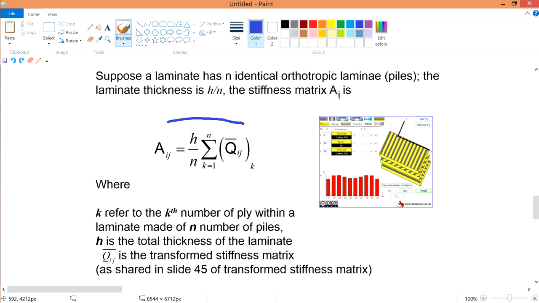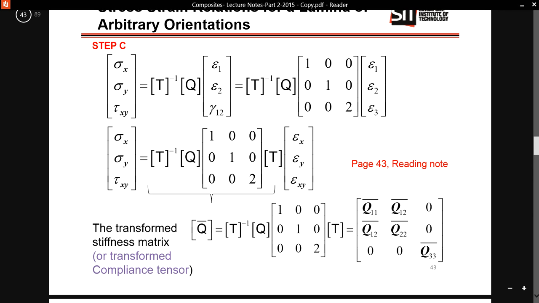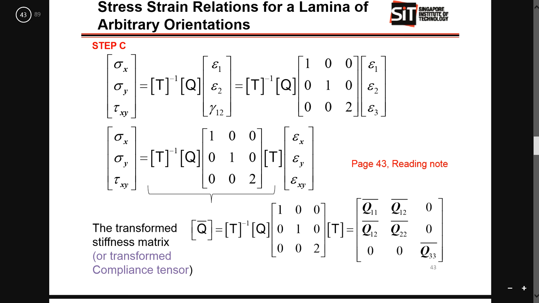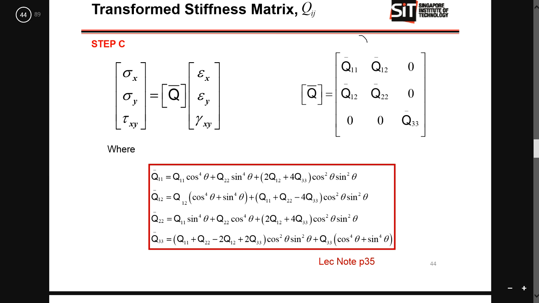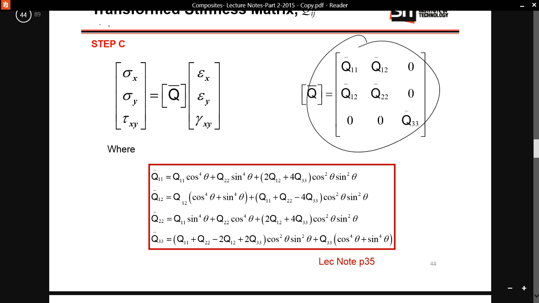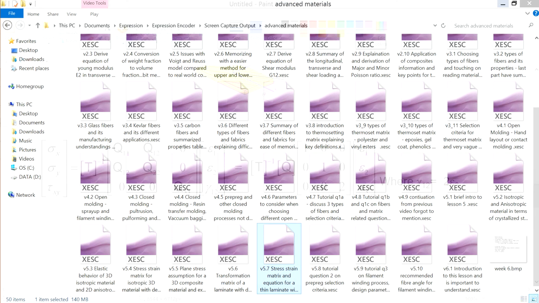The equation that we'll be using is this one. If you remember, there is a Qij bar, something that we have learned before, at page 43 of your slide, lecture notes part 2. This is for your Q bar, which takes your Q multiplied with certain transformations of itself. Q bar is a transformed stiffness matrix. I repeat, this is a transformed stiffness matrix. Go to V5.7 if you forgot.